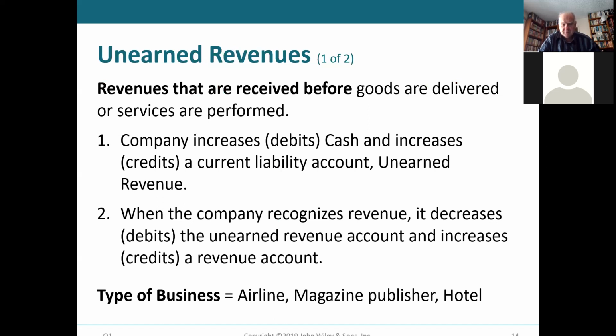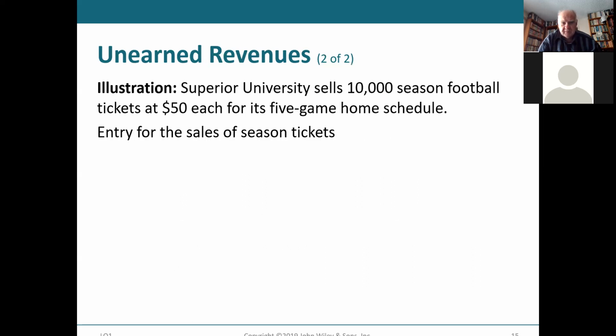We don't owe the customer money, we owe them the service. When the company recognizes revenue, we will debit the liability and credit regular revenue.